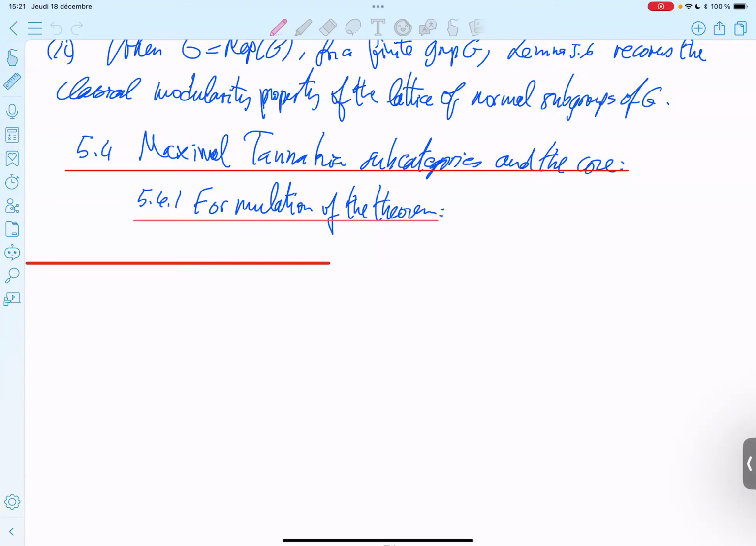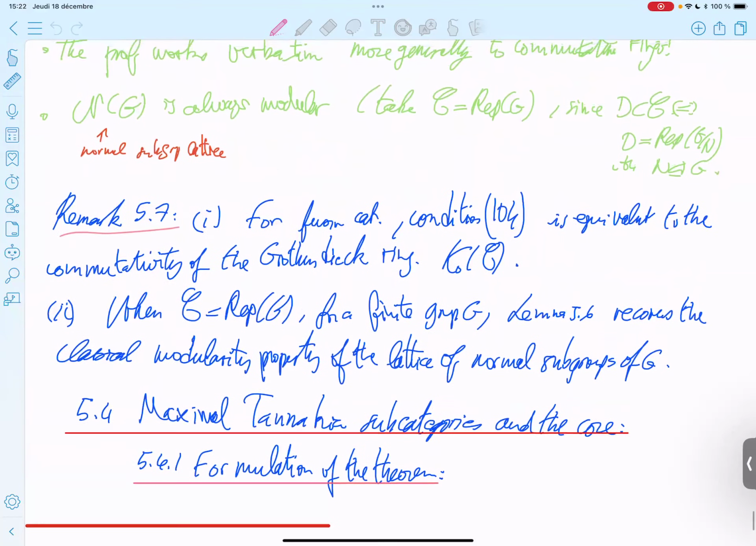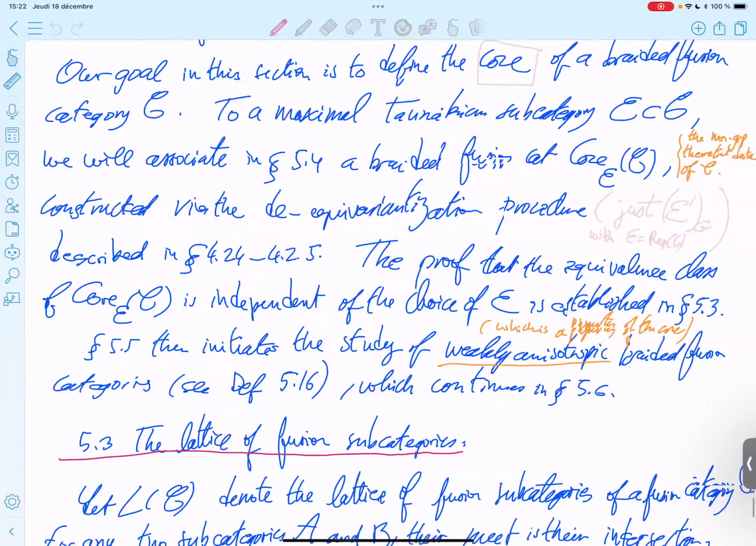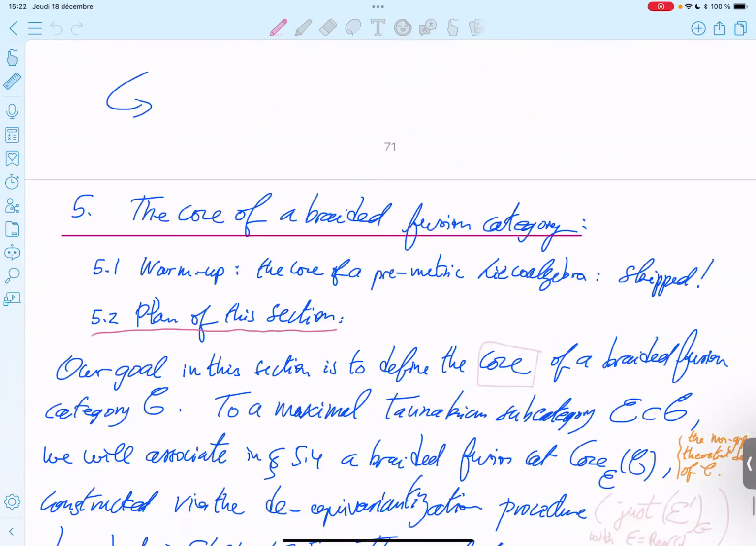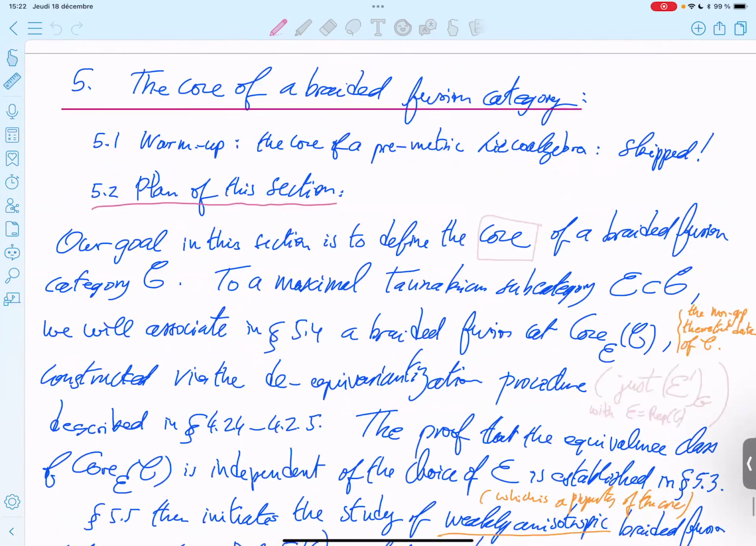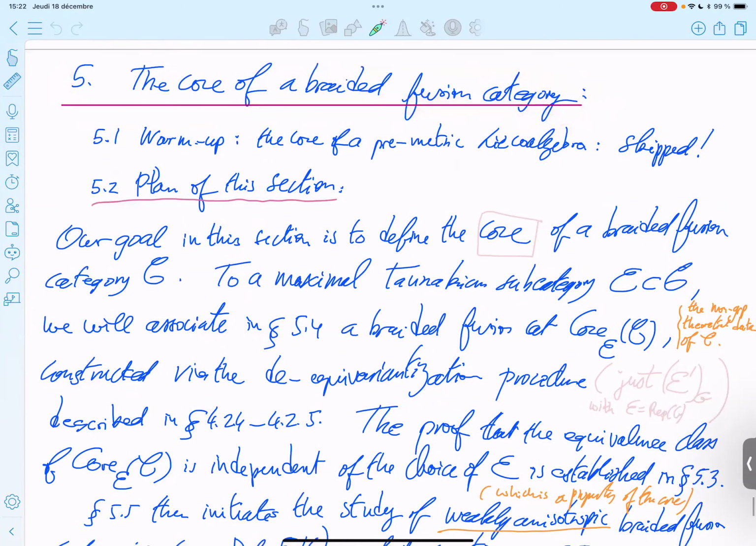Okay. So today is session number 21, I guess, of the second semester on braided fusion categories. So finally, yes, last week we started the section we are the most interested in this class since two semesters. We started this class mainly for this section, the core of a braided fusion category.